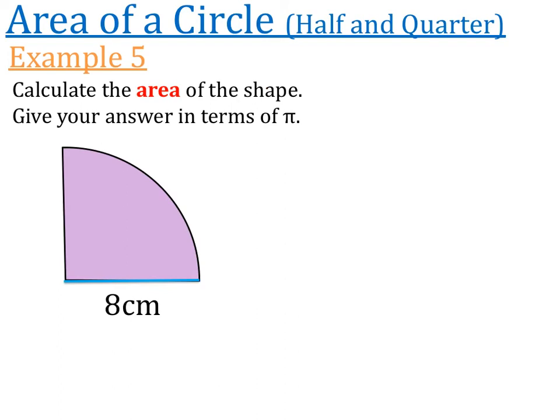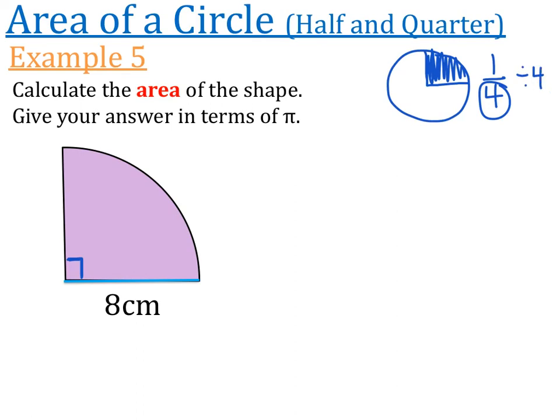All right, so we want to calculate the area of this shape. Can you tell how much of a circle this is? If you're not really sure, this is a quarter of a circle. There's a right angle there. So if I had a whole circle like this, I'm only looking at this one piece right here. 1/4 of the circle. 1/4. Ooh, what does this 1/4 mean? Are you thinking that this 4 here means divide by 4? Because that's exactly what we're going to do.